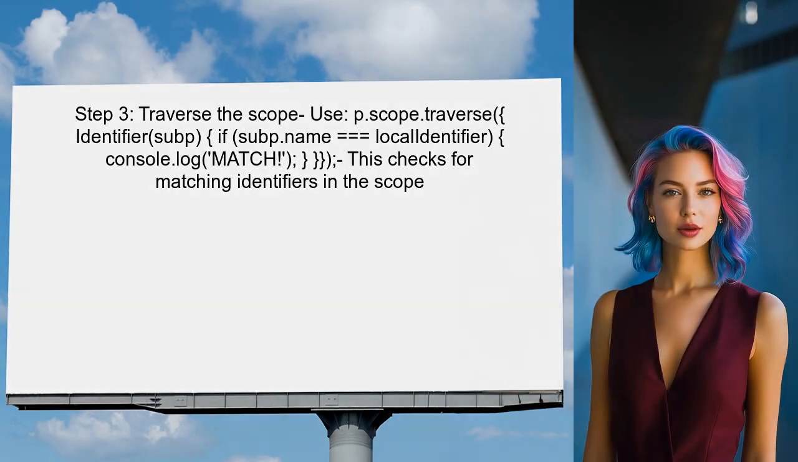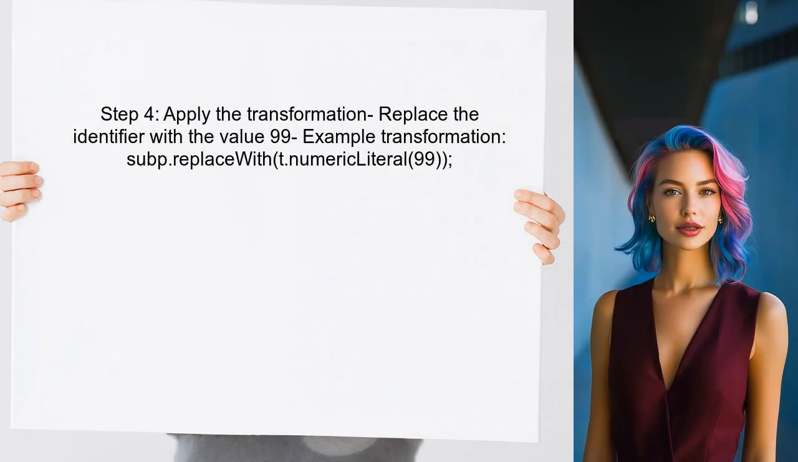Now the user needs to traverse the scope using the captured local identifier. This is done by calling the traverse method on the scope and checking for identifiers that match the local identifier. Finally, the user should ensure that the transformation is applied correctly. This means replacing the call to the local identifier with the desired value, which in this case is 99.